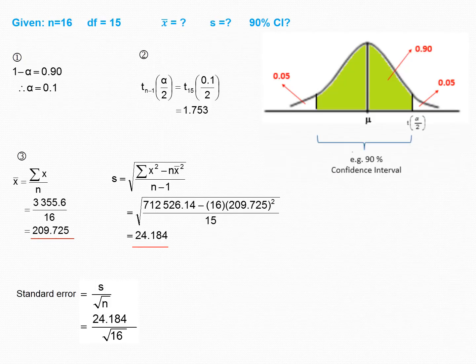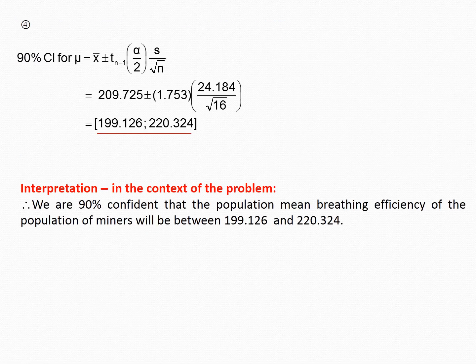So we can write down our t-value for step 2. Then we calculate our sample mean and our sample standard deviation for step 3. The values in the textbook is incorrect, so you can correct them please. And then from there we can calculate our standard error.